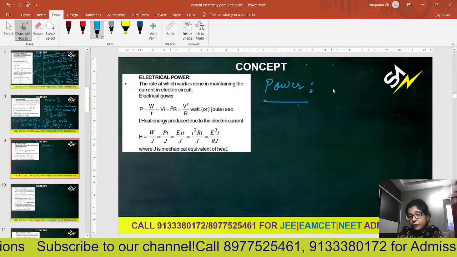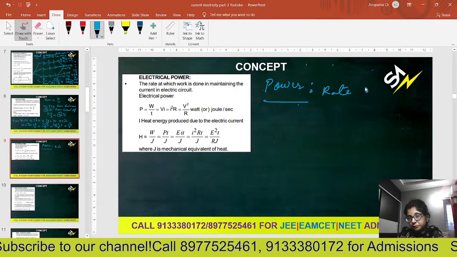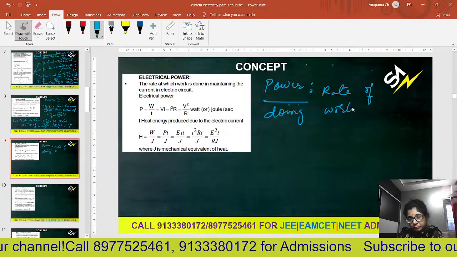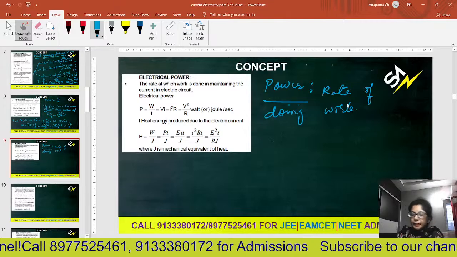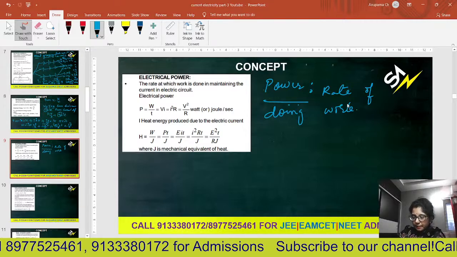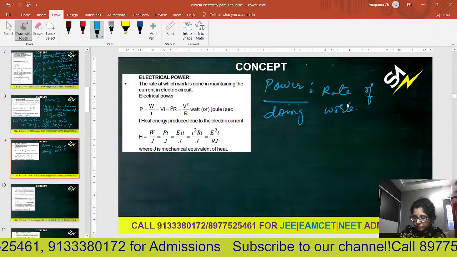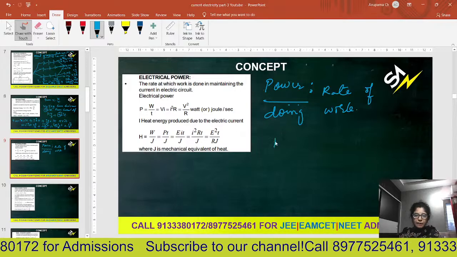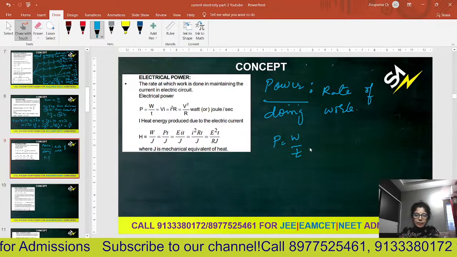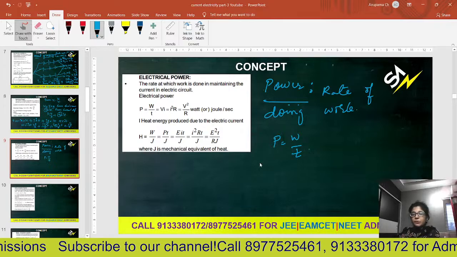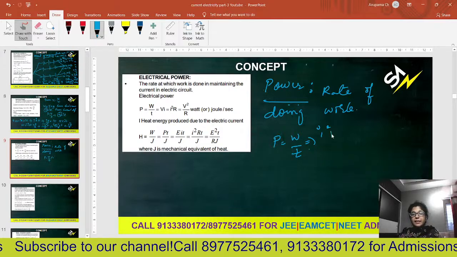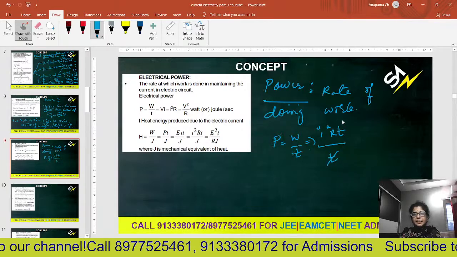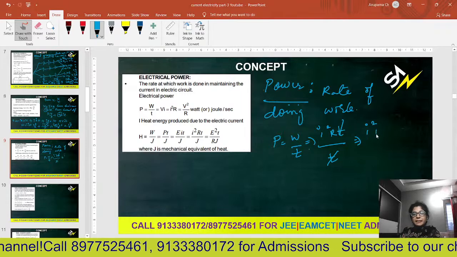Power is the rate of doing work. Rate of doing work is called power. Means how can you write this? Power is equal to W by T. What is the formula for W you got? W is equal to I square RT. Isn't it? I square RT by T. T gets cancelled. This will be I square R.